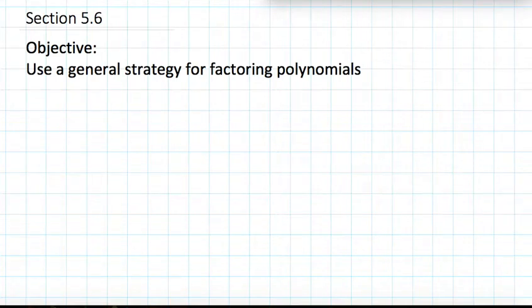This video is for section 5.6. Our objective in this section is to use a general strategy for factoring polynomials. So this section is really about putting everything together that we've been doing since section 5.3.